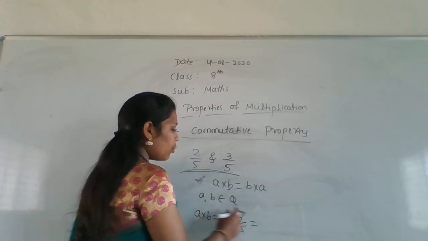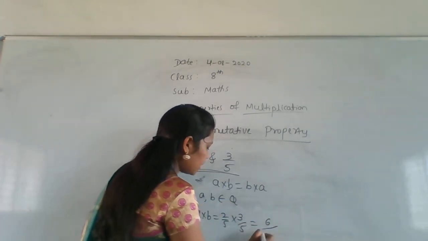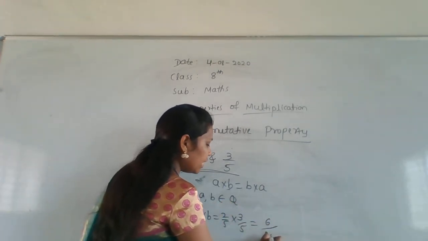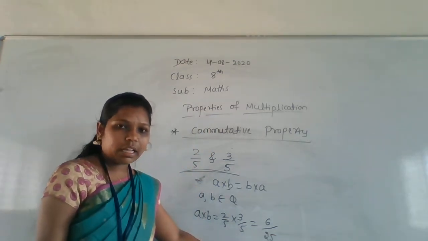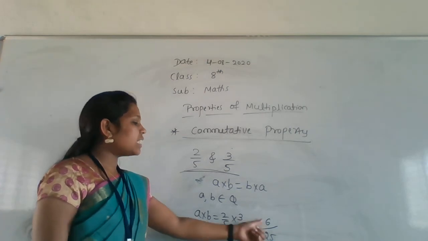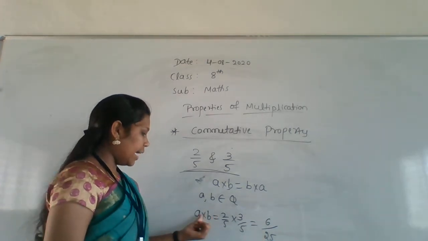So first one is the numerator. What is the numerator value? 2 into 3. 2 into 3 is nothing but 6, and 5 into 5 is 25. This is the answer, 6 by 25. Getting my point? So 6 by 25 is A into B.